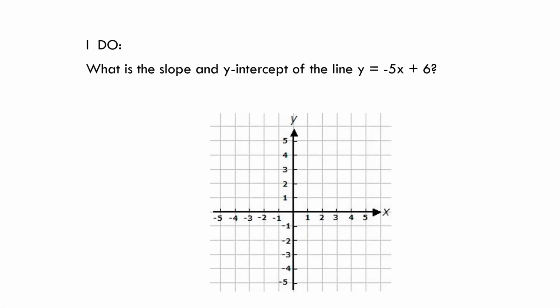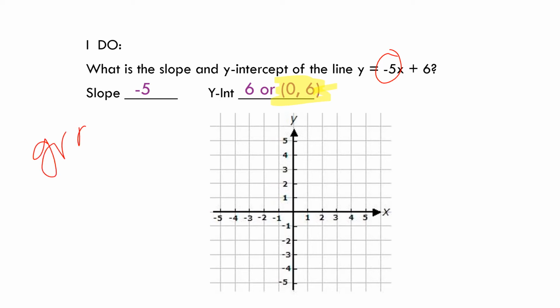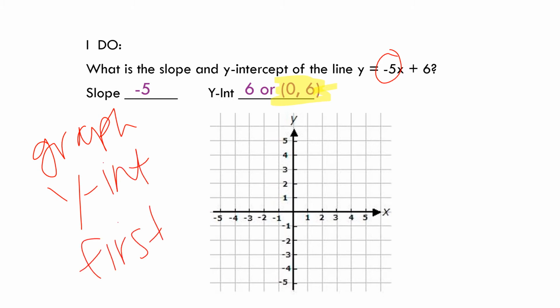Okay, so the slope and y-intercept of the line y equals -5x plus 6. The slope always goes with your x, so the slope of this line is -5, and your y-intercept is always by itself, so it's 6, or (0, 6). I suggest you always write your y-intercept like that, because it is an actual point on the y-axis. What we first want to do is graph the y-intercept first, and that is always what we do when graphing lines if we have a y-intercept.